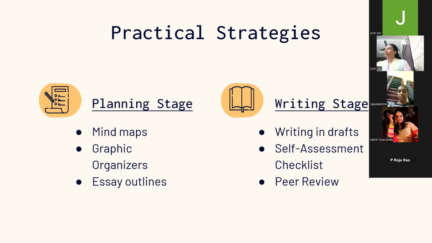So coming to the strategies, what do we do to achieve all of this? Let's talk about that. There are two things that we need to keep in mind. One is the planning stage, and the other is the writing stage. When it comes to the planning stage, we will have mind maps, we will have graphic organizers, we will have essay outlines, right? So when it comes to these things, who can tell me the difference between a mind map and a graphic organizer? Do you know what I'm talking about when I say graphic organizer? Because I'm going to show you a picture later if you're not sure.